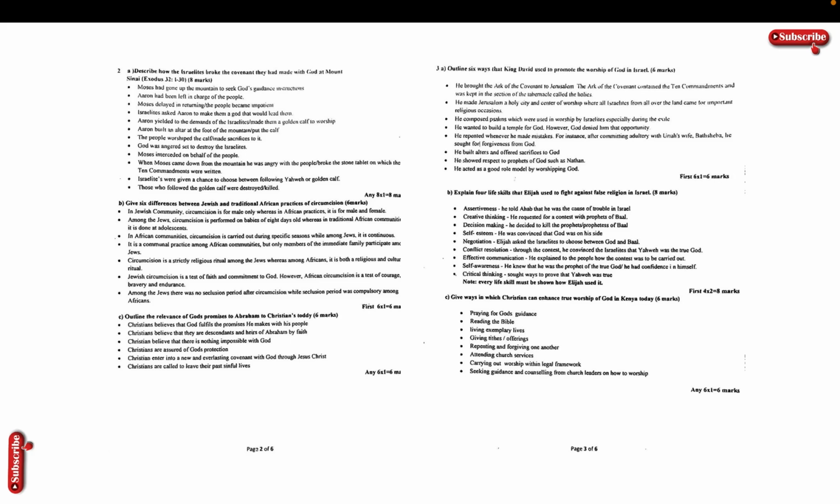Jewish circumcision is a test of faith and commitment to God. So we are saying that in the Jewish circumcision is a test of faith and commitment to God. However, African circumcision is a test of courage, whether you're brave or you can even endure. Among the Jews, there was no seclusion period after circumcision, while there is a seclusion period, and it is compulsory in the African traditional society.